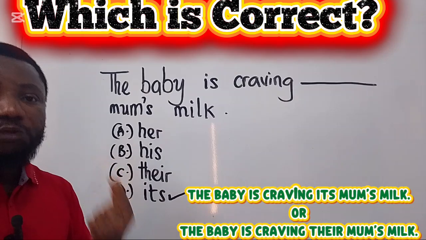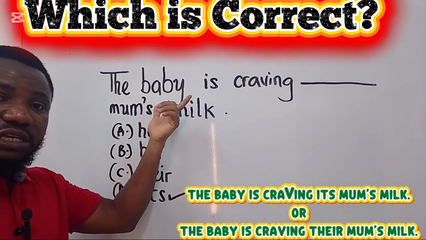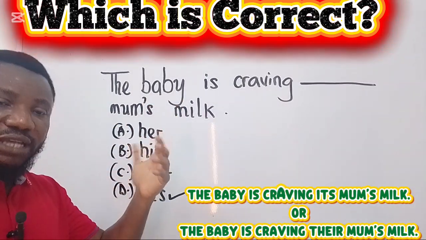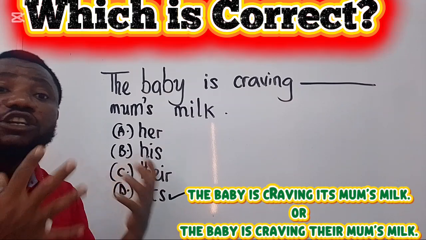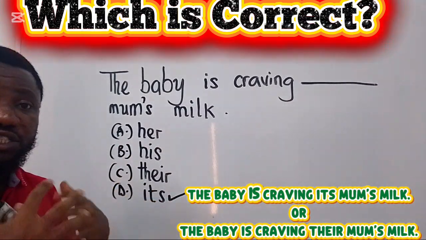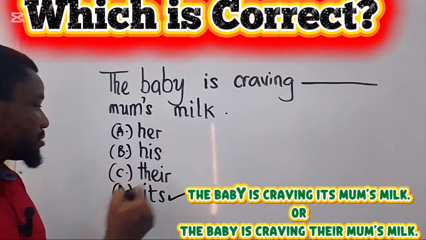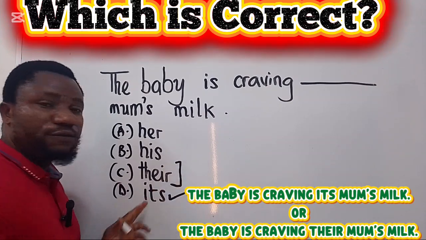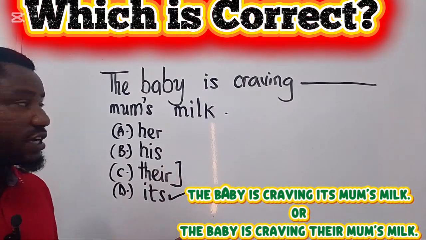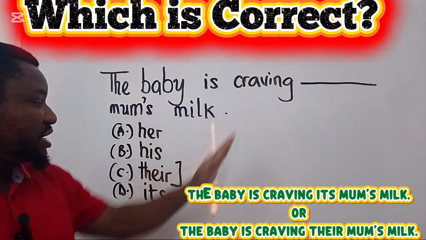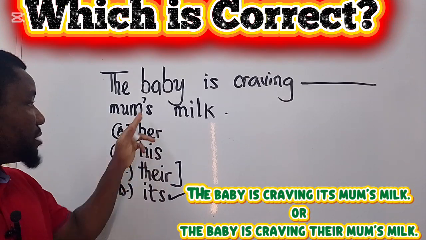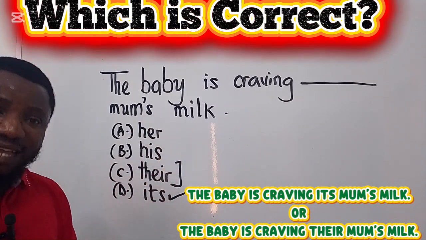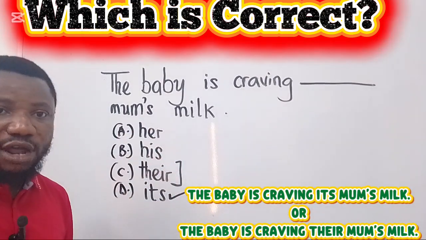When you speak about human beings, whether it's a baby or an adult, whose gender isn't known, isn't talked about, isn't revealed, you're expected to use the plural form of the possessive determiner. The baby is craving their mom's milk. That is according to modern grammar.